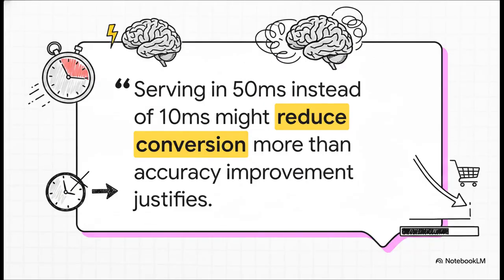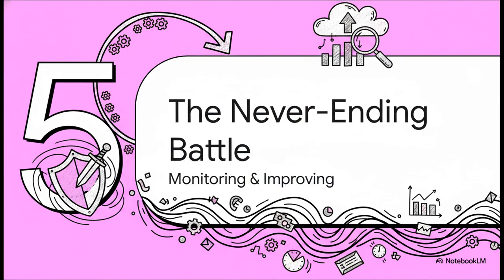And this is such a critical, non-obvious point. We might spend months building a new model that's, say, 2% more accurate, but if it adds 40 milliseconds of latency to the user's request, it could actually hurt the business more than it helps. In the real world, you have to remember, speed is a feature. Sometimes a slightly dumber model that responds instantly is way more valuable than a smarter one that makes the user wait.